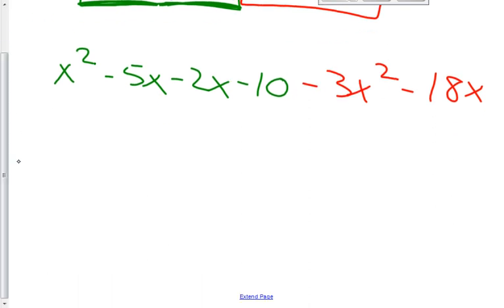So let's get all of our x squareds together. Here we have 1x squared. Here we have a negative 3x squared, making a negative 2x squared. That takes care of our squared terms.